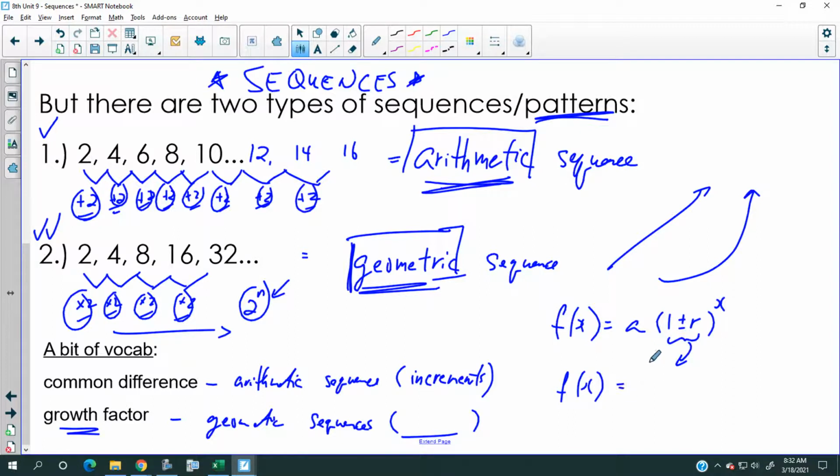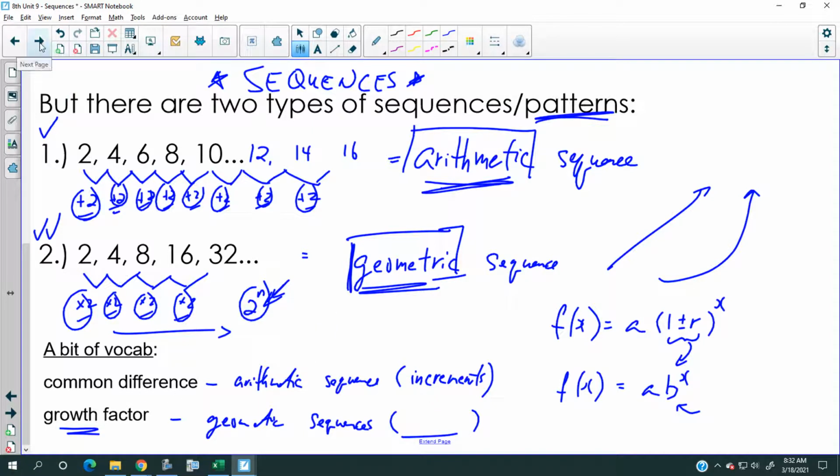So that's why we're going to take one step back to the more generic equation, which was this. Remember that? So this is the growth factor here. And this explains why the 2 here is the growth factor, and everything is being multiplied by 2. So that's what a geometric sequence is.